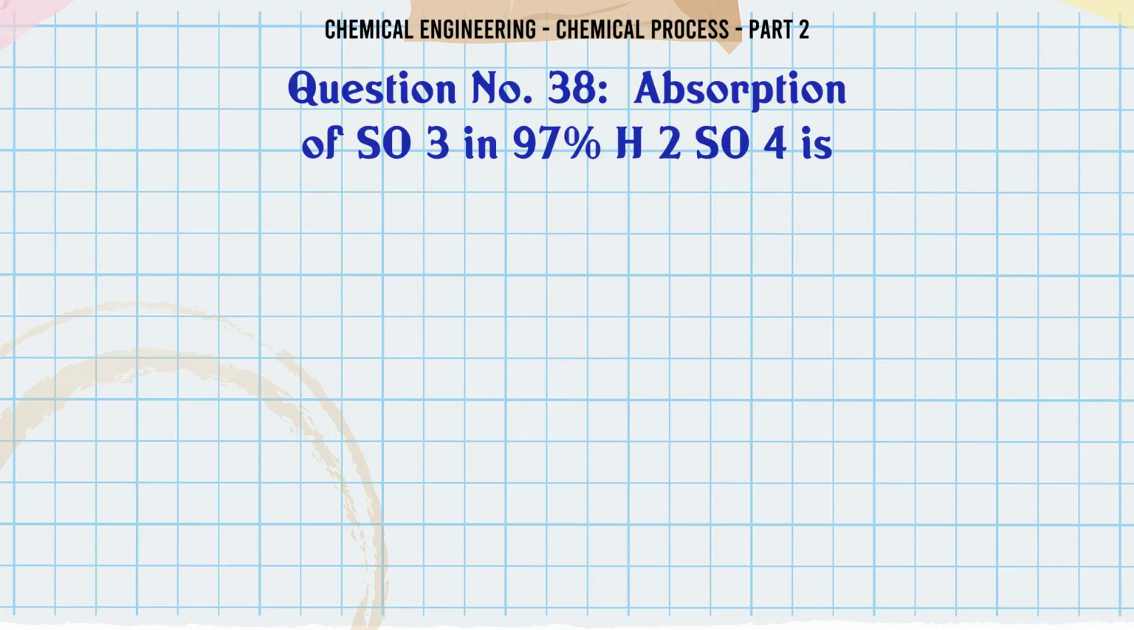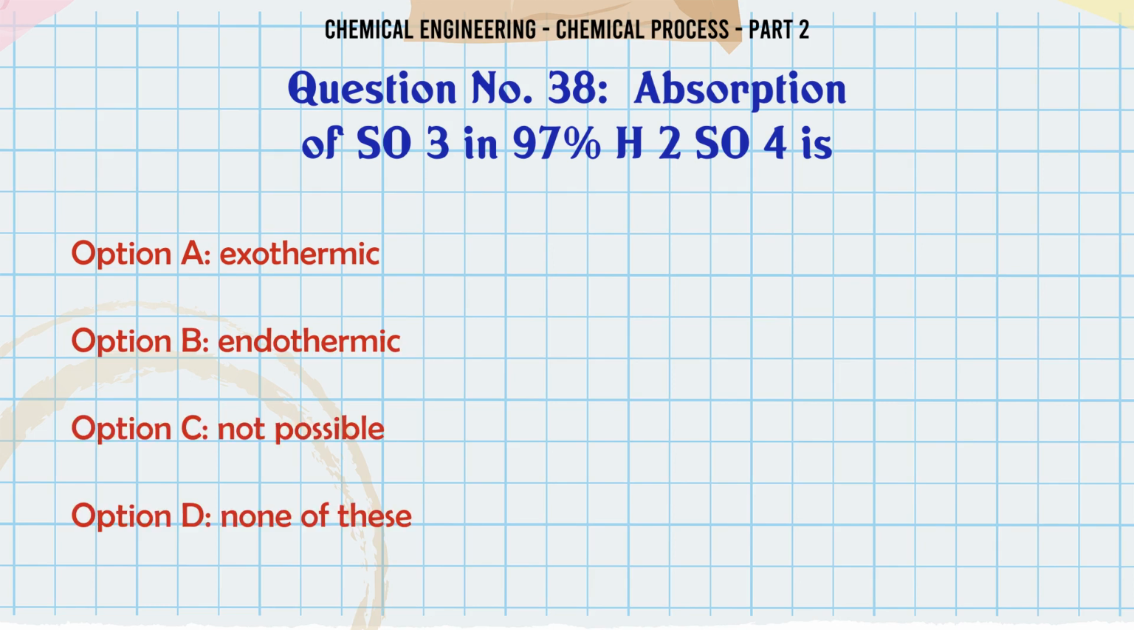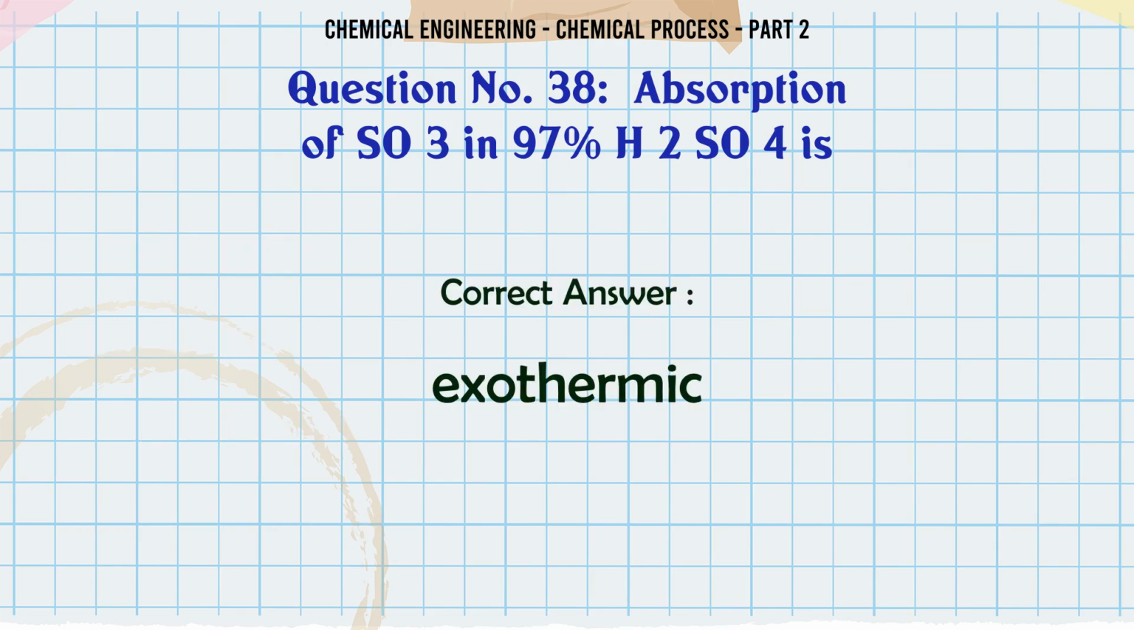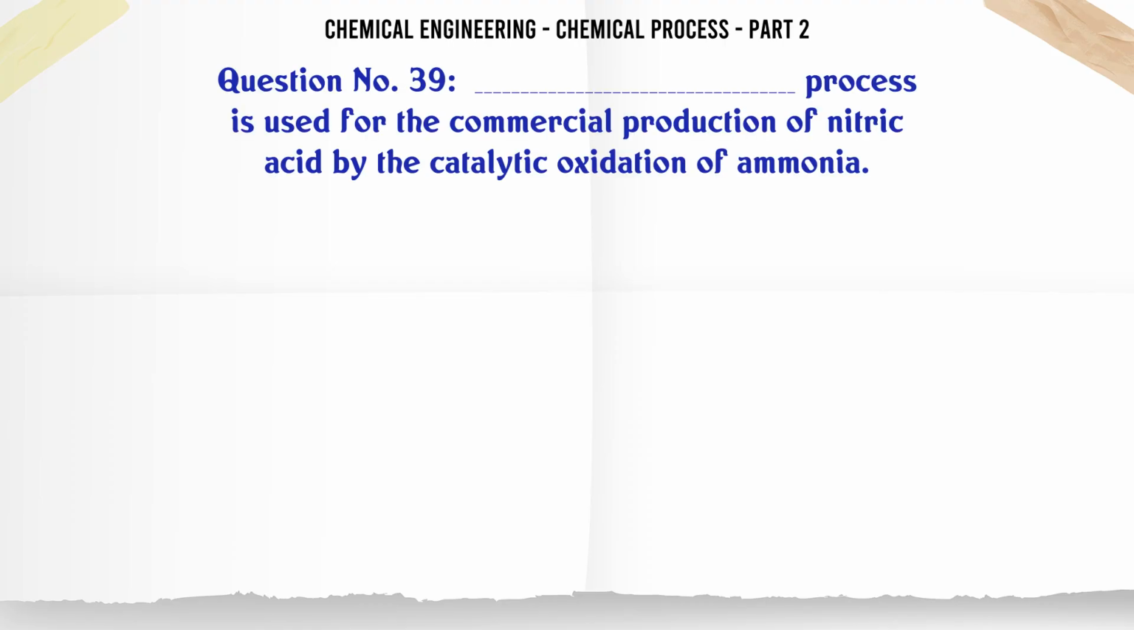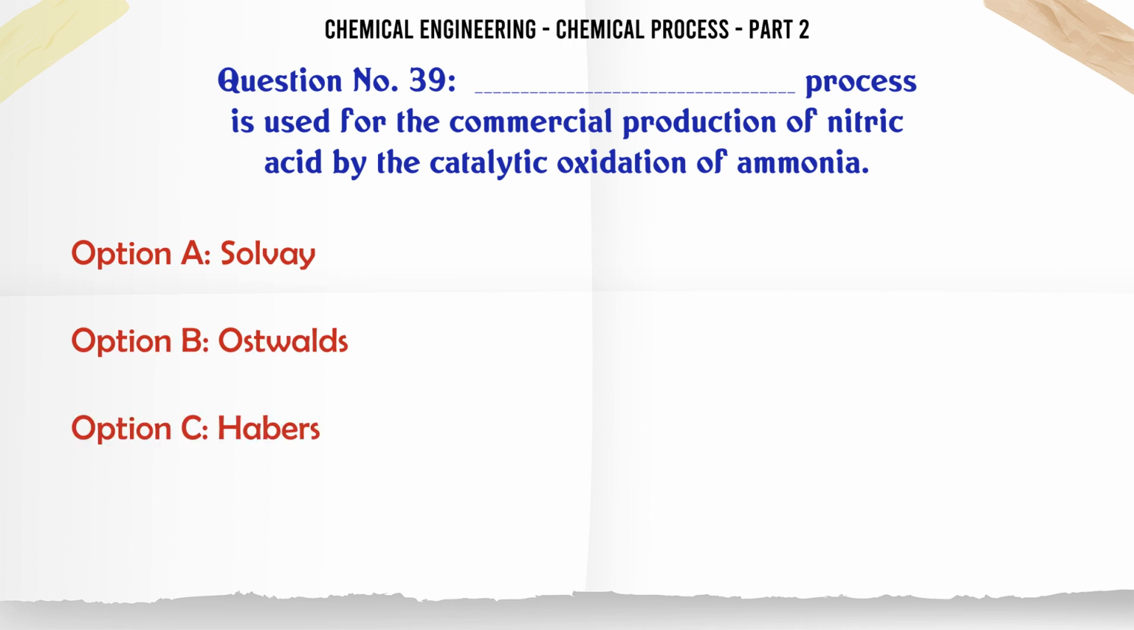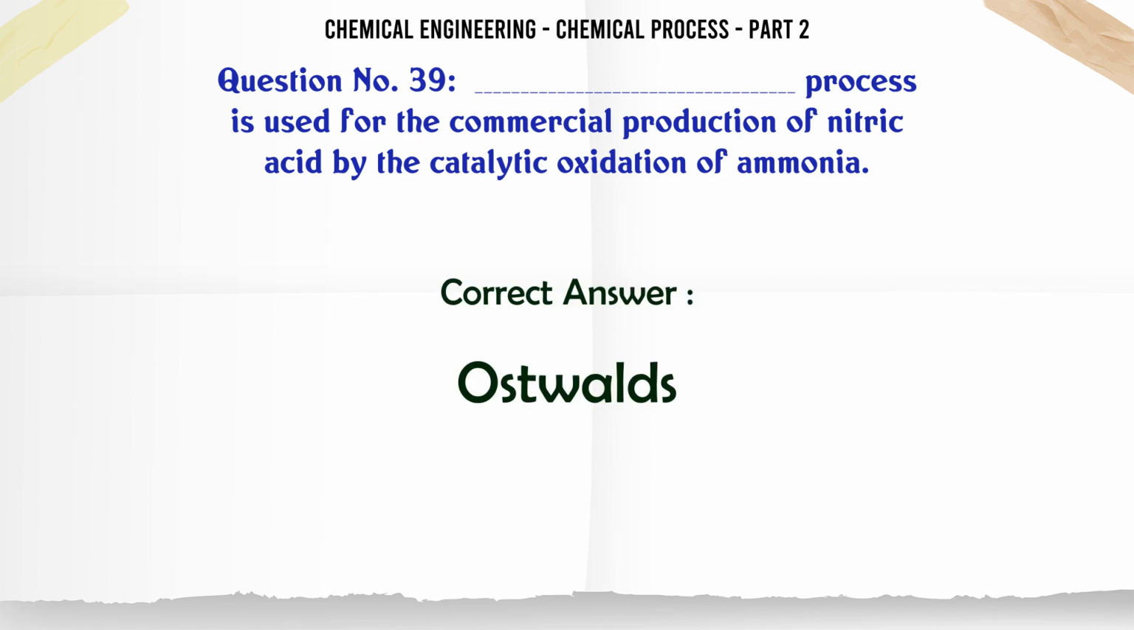Absorption of SO3 in 97% H2SO4 is A. exothermic, B. endothermic, C. not possible, D. none of these. The correct answer is exothermic. Which process is used for the commercial production of nitric acid by the catalytic oxidation of ammonia? A. Solvay, B. Ostwald's, C. Haber's, D. none of these. The correct answer is Ostwald's.